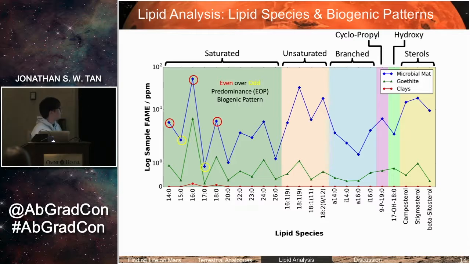call an even over odd predominance in the carbon chain lengths of the saturated fatty acids. So the C14, C16, and C18 carbons are much higher in abundance than C15 and C17 carbons. And this makes sense because this is a configuration that's very preferred by terrestrial organisms. But what this means is that this is a biogenic pattern, right? You can't form this kind of pattern abiotically. So this is a pattern that will be good for distinguishing between biotic and abiotic signals.